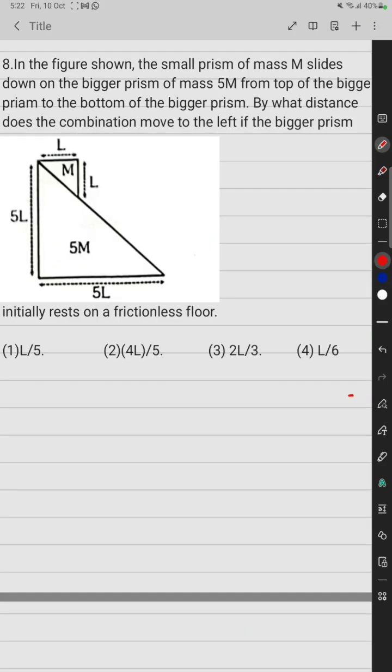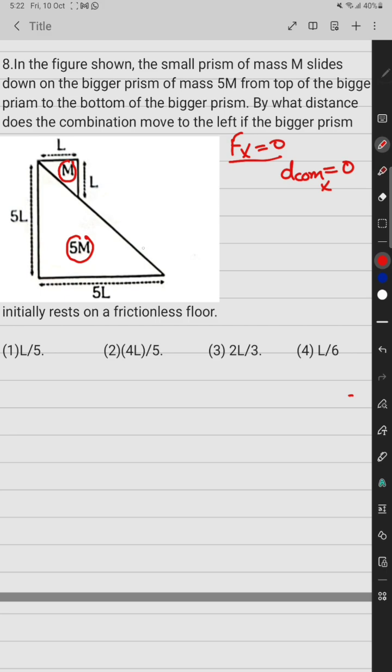In the figure shown, the small prism of mass m slides down on the bigger prism of mass 5m. In this condition, the force along the x-axis is equal to 0. Therefore, the displacement of the center of mass along the x-axis will be 0. There is no displacement along the x-axis, but the downward force is mg due to gravity, which means the center of mass shifts downward but not in the horizontal direction.